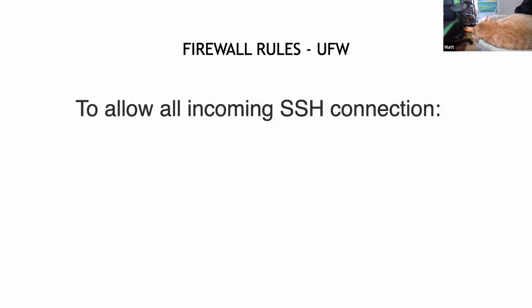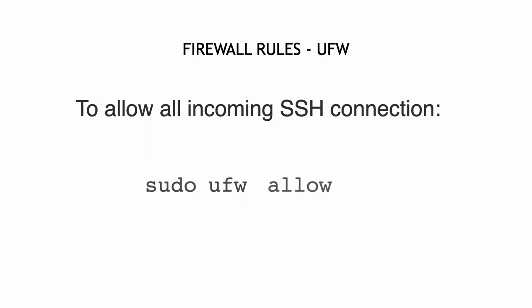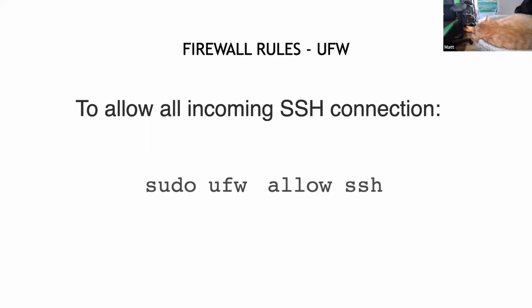Okay. Got another one. Allow all incoming SSH connections with UFW. I'll start: sudo ufw. What are we saying next? Allow. And what are we allowing? SSH. There you go. That's how you'd write that rule in UFW. Uncomplicated, isn't it? Also, you can do that.